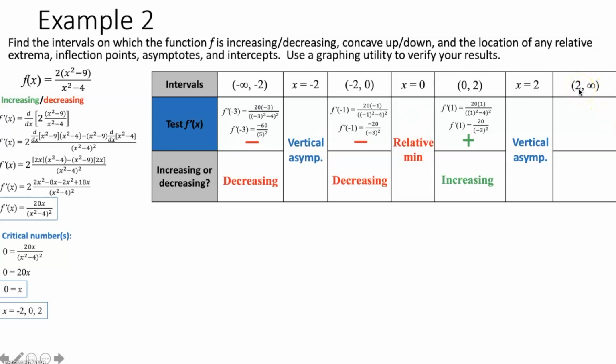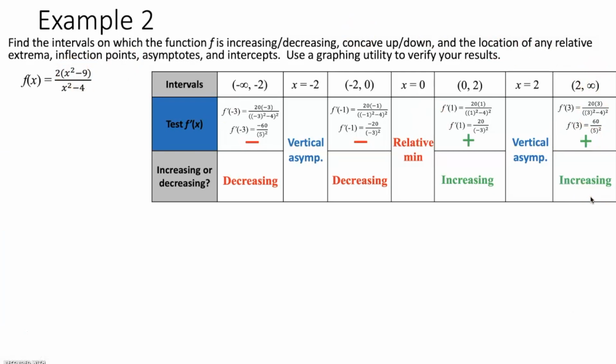Now, from negative 2 to infinity, we need to figure out, is it increasing or decreasing? So we pick a test x value on this interval. How about 3? Plug it into our first derivative. We then simplify, and we end up getting 60 over 5 squared. Positive number over a positive number, that means this is positive, meaning that the derivative of this function on this given interval is positive, meaning the slopes of the lines tangent to this function on this given interval are positive, meaning this function on this given interval must be increasing.